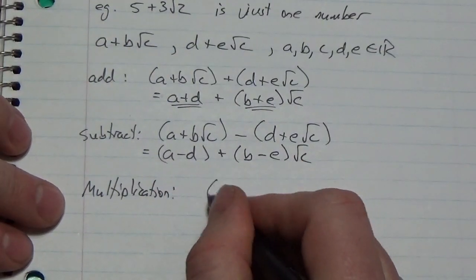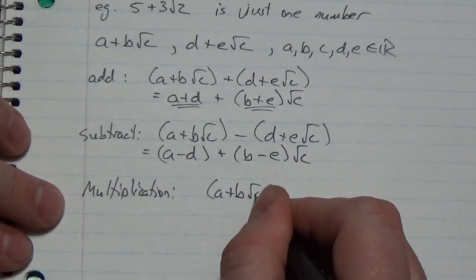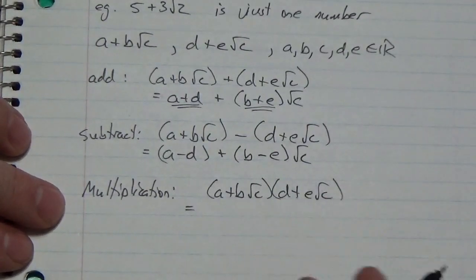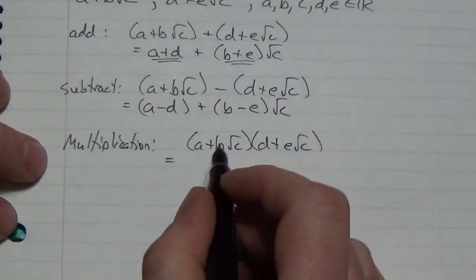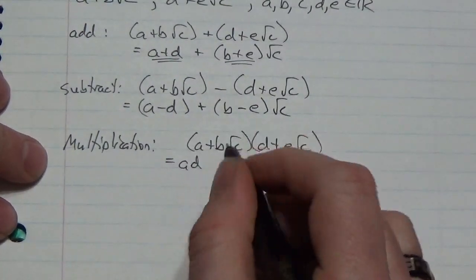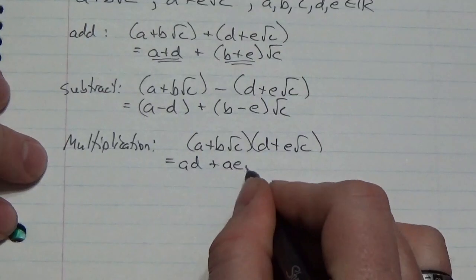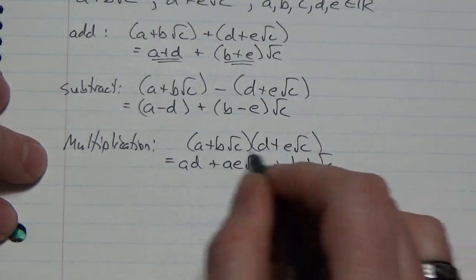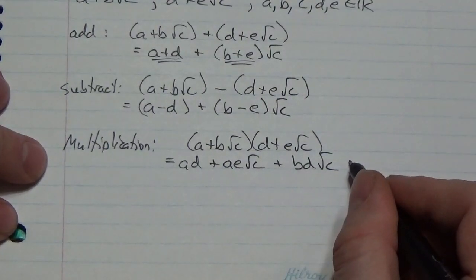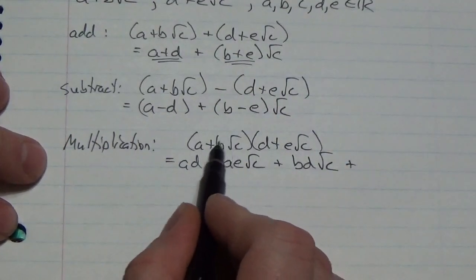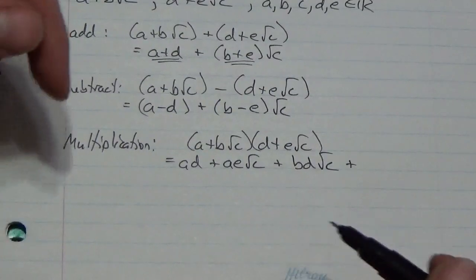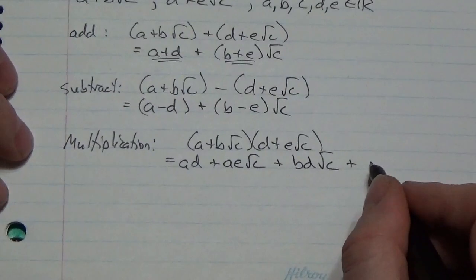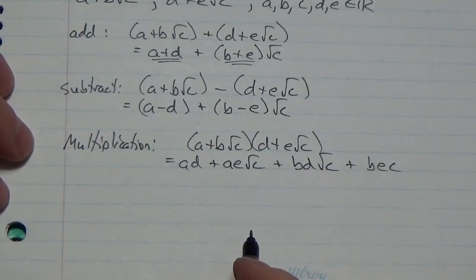Okay, so I'm going to have a plus b root c, and I'm going to multiply this by d plus e root c. Okay, well, this is going to require a little bit of distribution here. So a times d, so ad plus ae root c plus bd root c. Now, watch what happens here. When I multiply b root c times e root c, I'm going to multiply those square roots of c together. That's going to produce a factor of c. So this is going to be bec there.